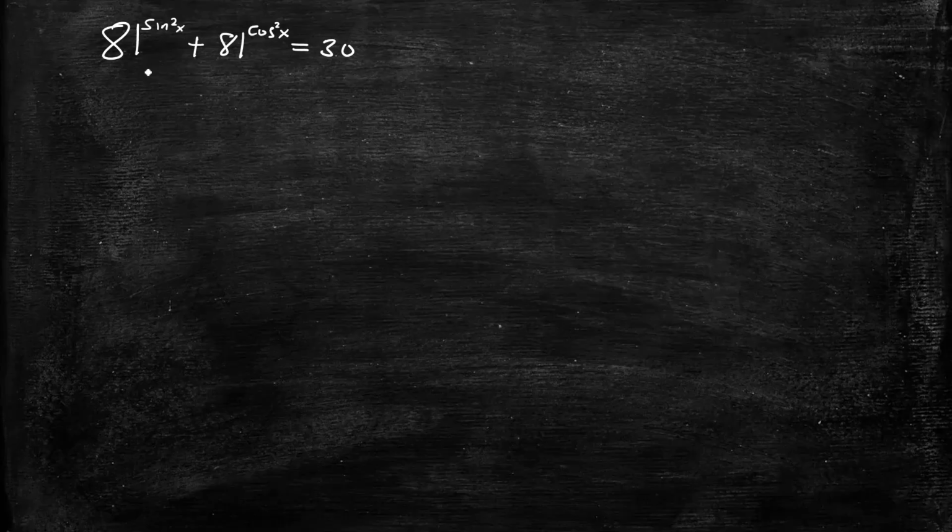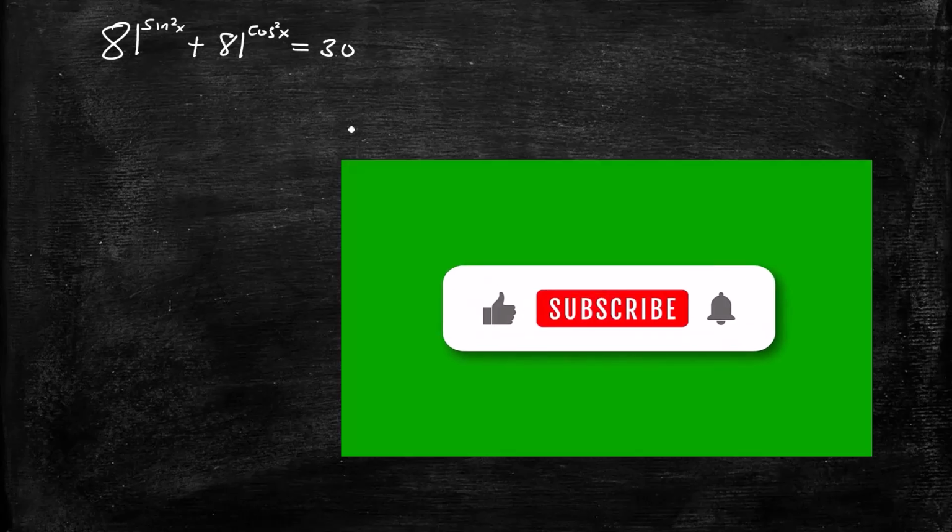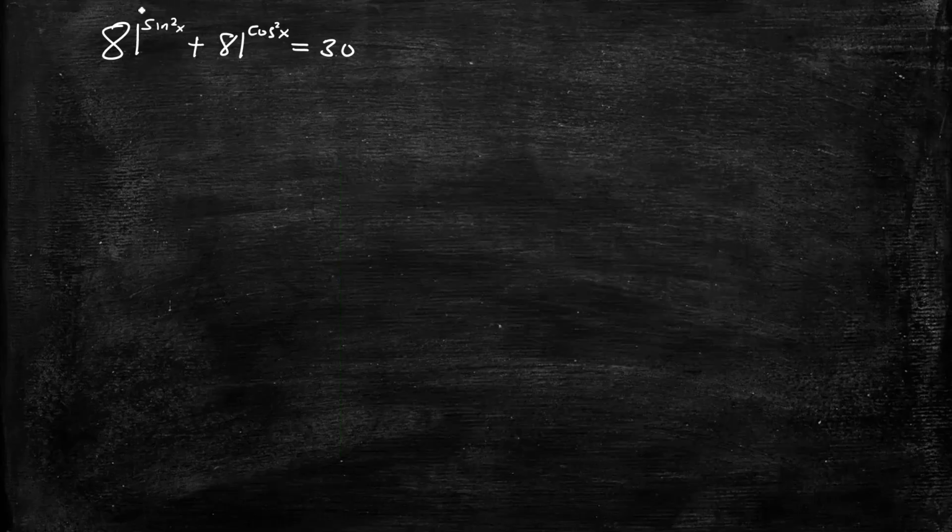All right, we are given 81 exponent sine squared x plus 81 exponent cos squared x equals 30. So we have to find all the solutions for x. Okay, so let's take this step by step. Now we have equal bases here, 81, 81. But the problem here is the sine squared x and cos squared x. They are unequal here.